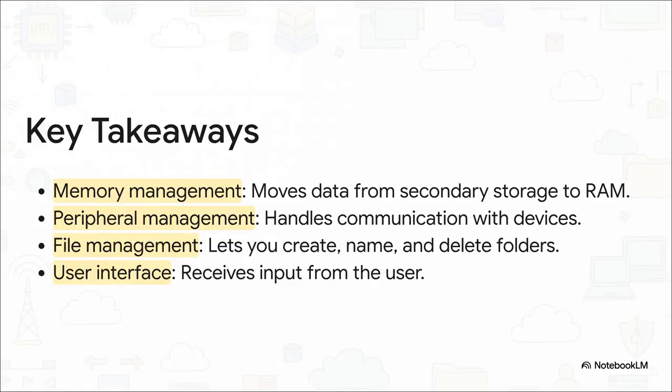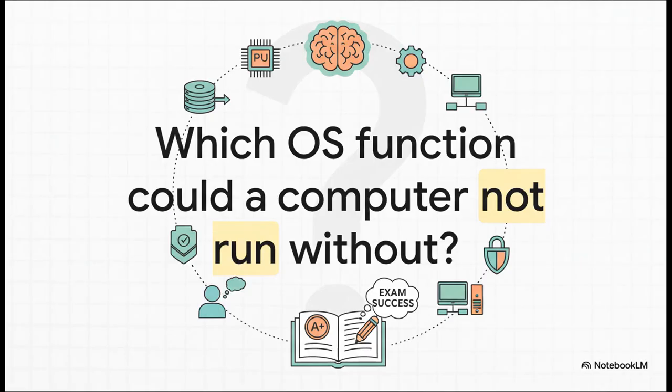So let's just quickly recap the main takeaways. Just burn these into your brain. Memory management is for moving data. Peripheral management is for handling devices. File management organizes everything. And the user interface is how you interact with it all. Simple. And that's all for this explainer.